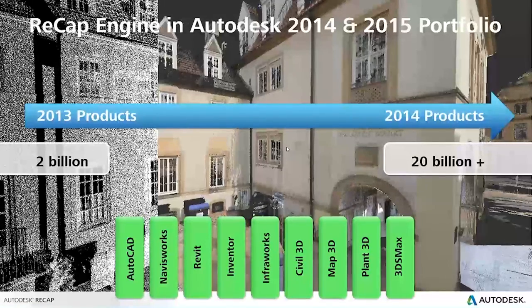I'm an Autodesk employee, and I know that not everything is perfect, but the fact that I can bring that amount of point data into any product and not crash my graphics card is a feat unto itself. So all of the products now support the 20 billion plus points inside of the point clouds because Recap engine sits inside of AutoCAD, Navisworks, Revit, Inventor, 3ds Max, whatever product you may be using.